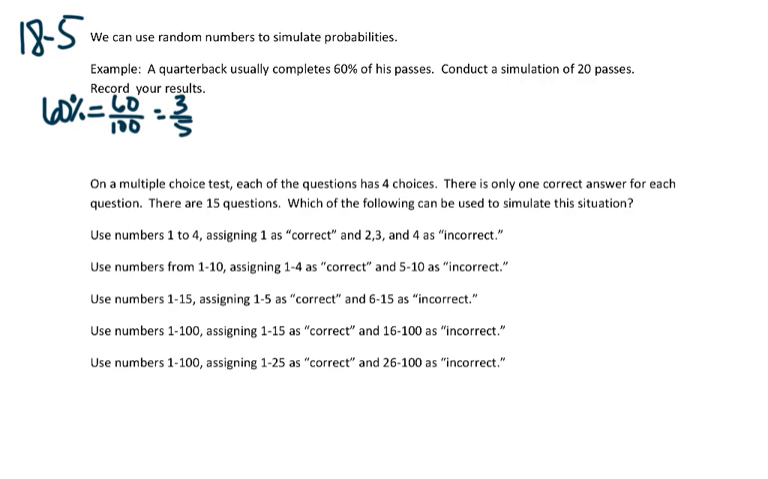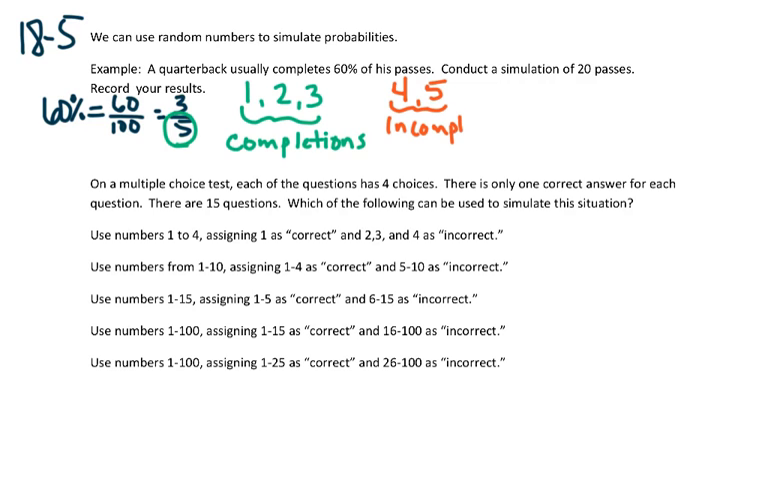So what we're going to do is assign numbers 1 through 5 because my denominator is 5. So I'm going to let 1, 2, and 3 represent completions, and I'm going to let 4 and 5 represent incomplete passes. So you can see that if you have 3 out of 5, that's 60%, so 60% completions, 3/5. Now what you're going to do is randomly generate 20 numbers from 1 to 5 and record the results.